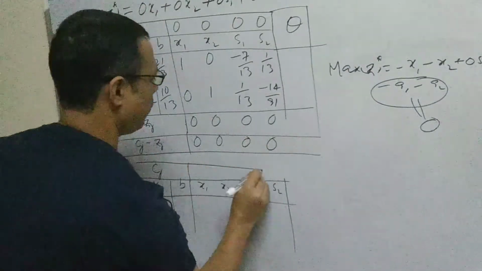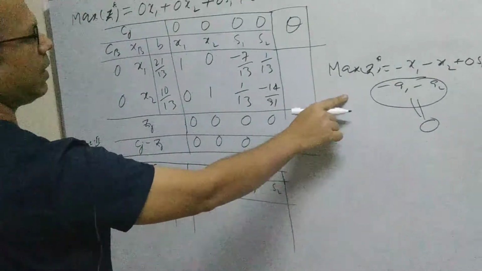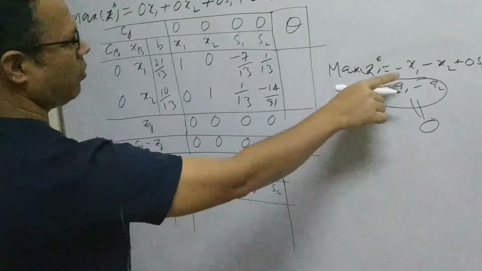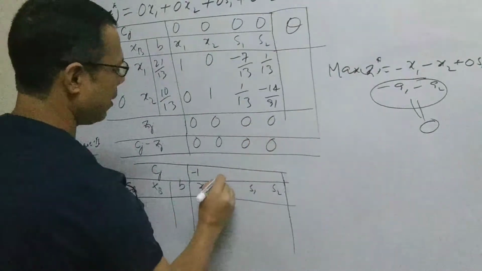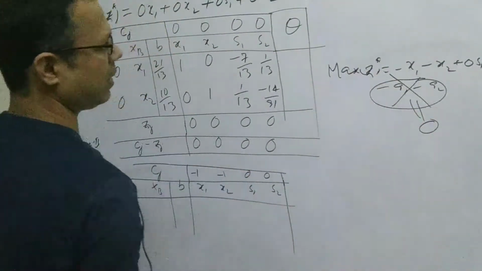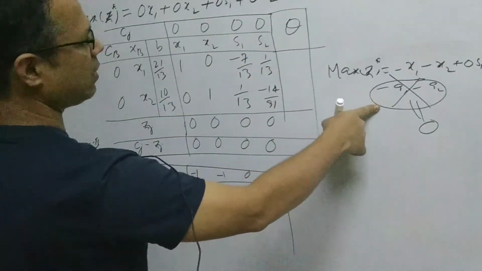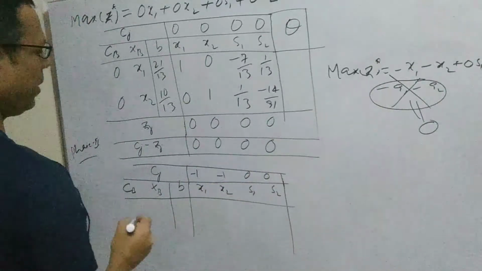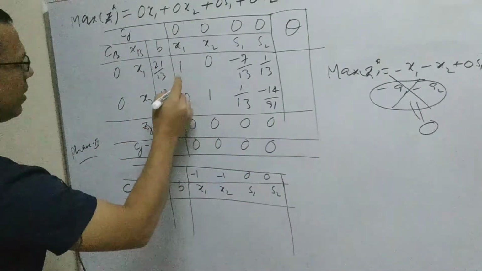So the coefficient of the objective function, from the new objective function for phase 2, we can see simply minus 1, 0, 0, because these terms have already cancelled in phase 2. In phase 1 these terms were considered, and in phase 2 these terms are going to be cancelled. Now the rest of the terms, just copy them.